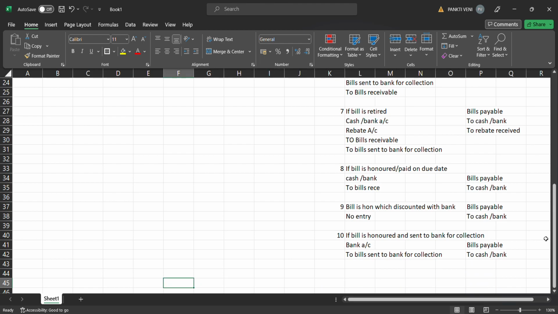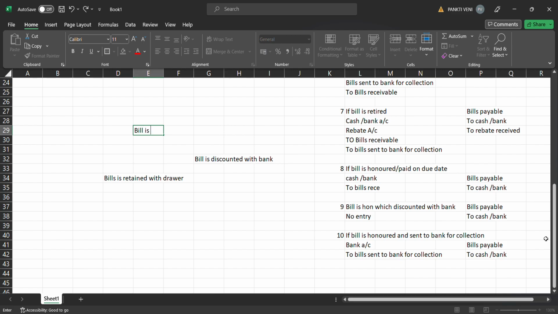So just to summarize, I'll tell you there are 4 cases. First case, the bill is retained with the drawer. Second case, the bill is discounted with the bank. Third case, the bill is sent to the bank for collection. Fourth case, the bill is endorsed.